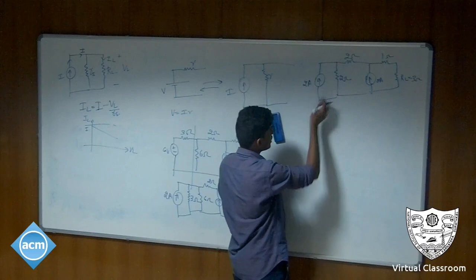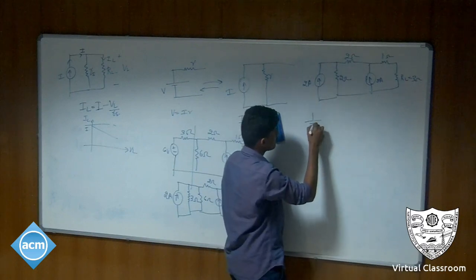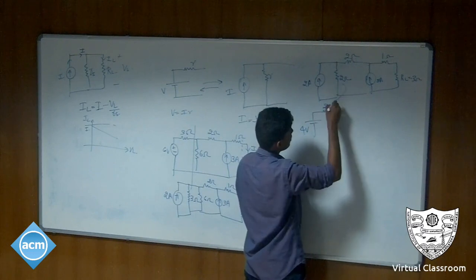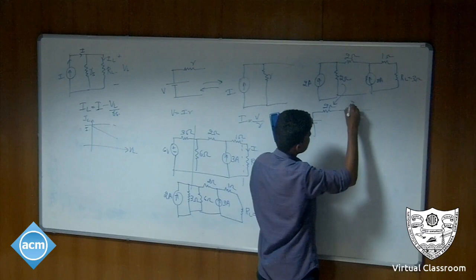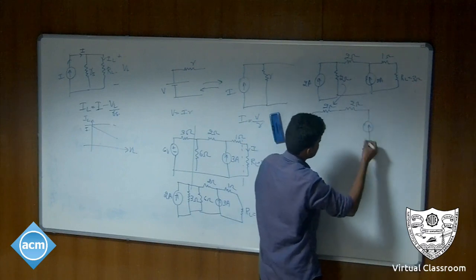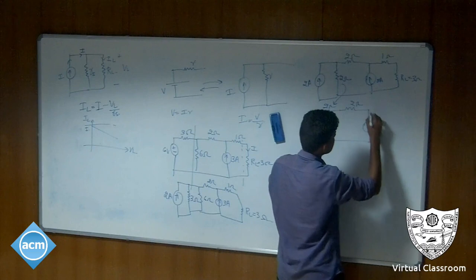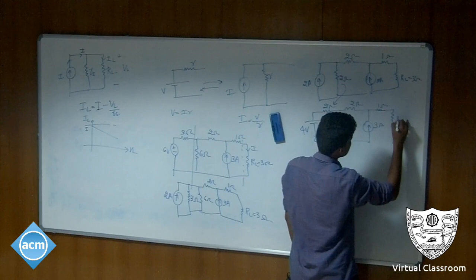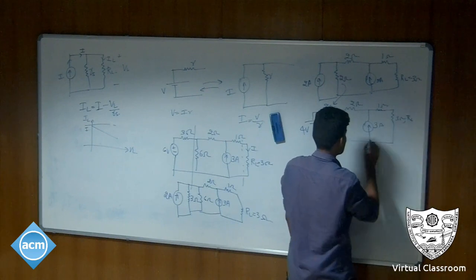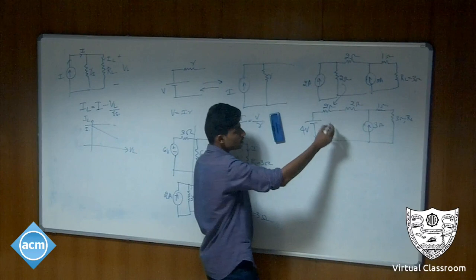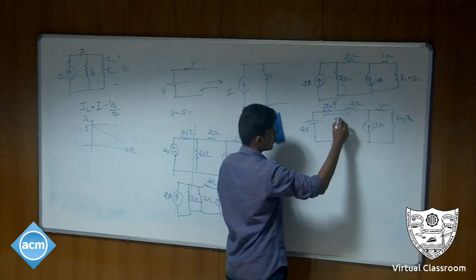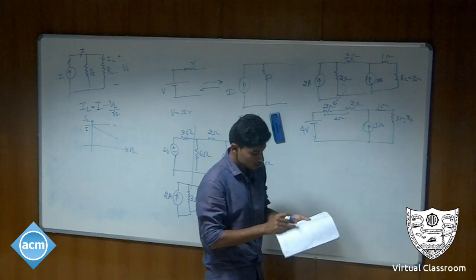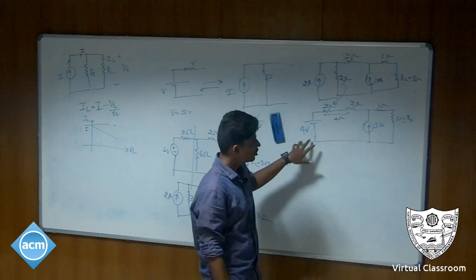So convert it back, I'll get 2 into 2, this will be a 4 volt source. Then this resistance comes in series. So I saw this become 4 ohms. Let's see if there is 4 ohms. Now I can convert this back into a current source, with 4 ohm 4 volt into a parallel current source.